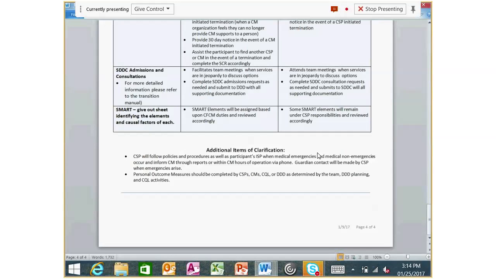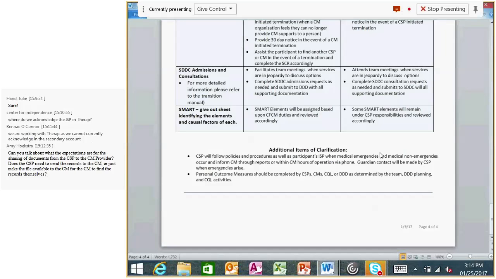I know it was an email that was shared that came either from Dan or Ann. There was also a document that got shared in the case management sub-work group. There's representation from the case management organizations and the community support providers, so I know information got shared there as well. Okay, so Amy also says, does the CSP need to send the records to the case manager or just make the file available to the case manager for the case manager to find the records themselves?